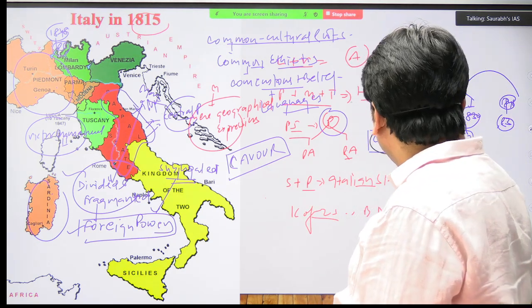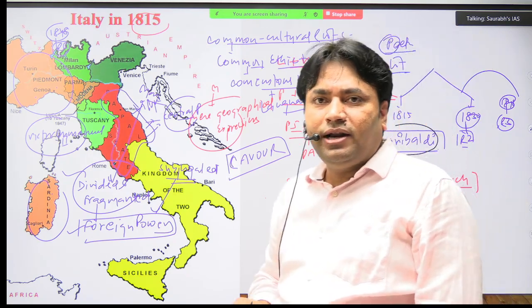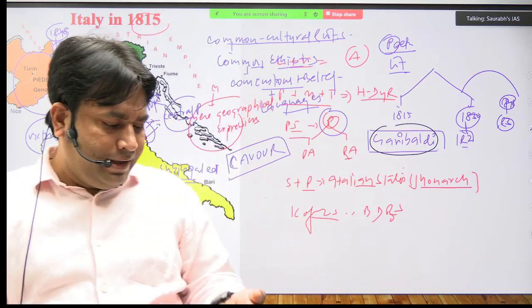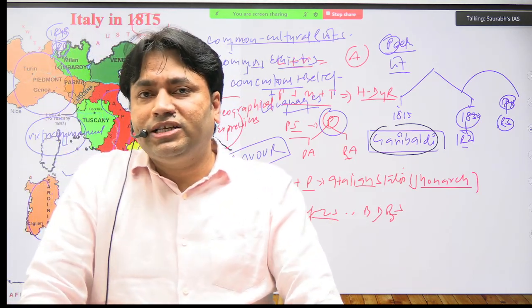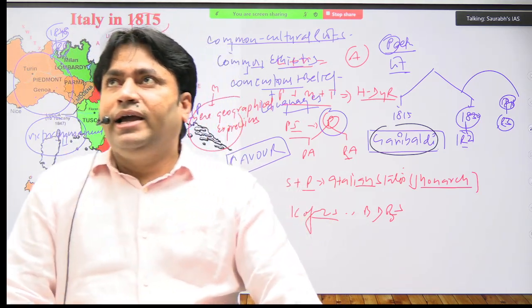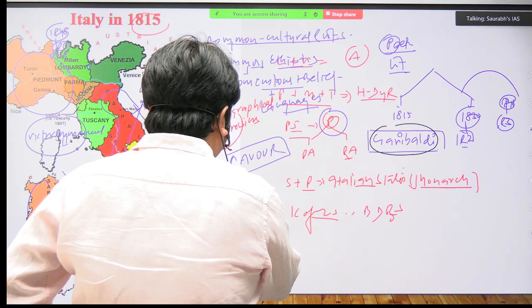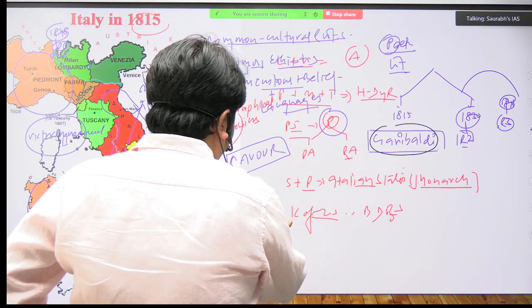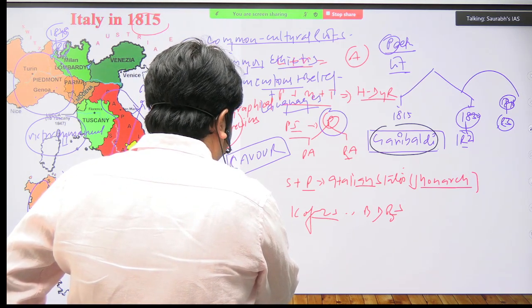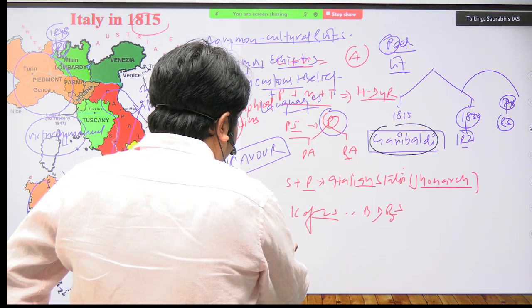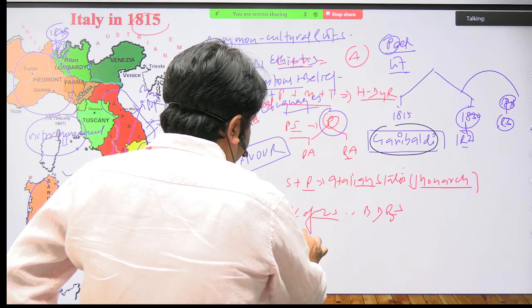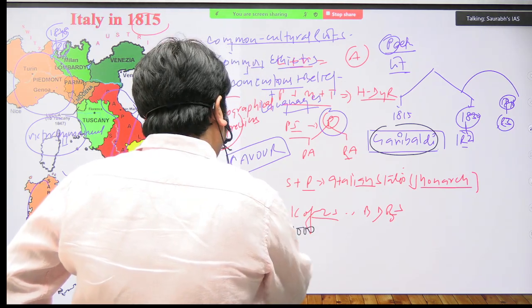I have written here this name, Garibaldi. Read this. Garibaldi initiated a military expedition in the south. That is famously known as the Expedition of 1000.